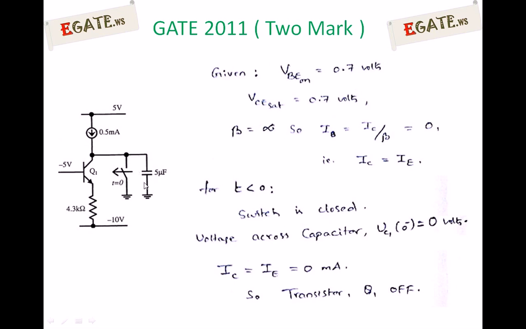So the capacitor is bypassed by this ground and Q1 is also in the off condition because of the ground connected to the collector. So when the switch is closed, the voltage across the capacitor VC1 of 0 minus is equal to 0 volts and Q1 is going to be in the off condition, so that IC is equal to IE is equal to 0 milliamperes. The capacitor value given is 5 microfarads and we are naming it C1.